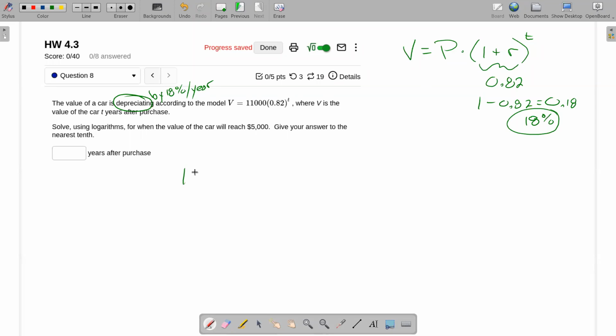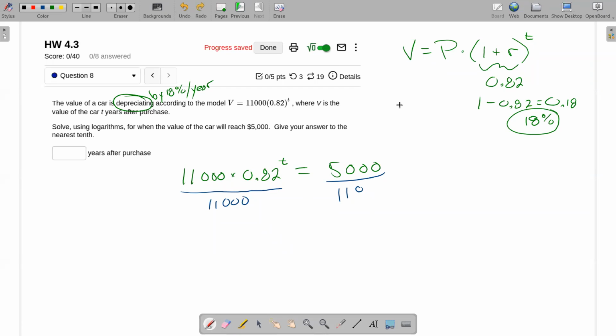So we take our equation, 11,000 times that 0.82 to the power t, and we set that equal to 5,000, and we solve. This is like some of the other problems we've done before. It was a problem similar to this in the lesson. To solve this, I have to get rid of the multiple first. So I would divide by 11,000.